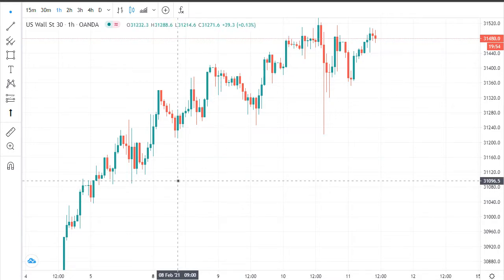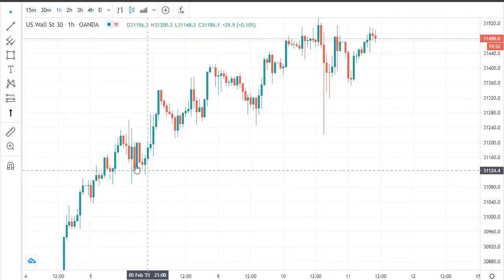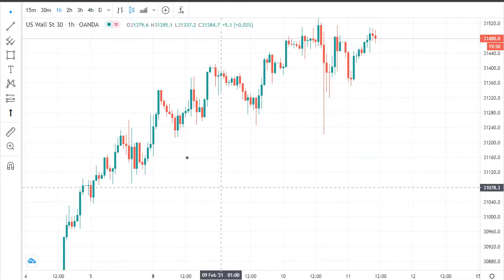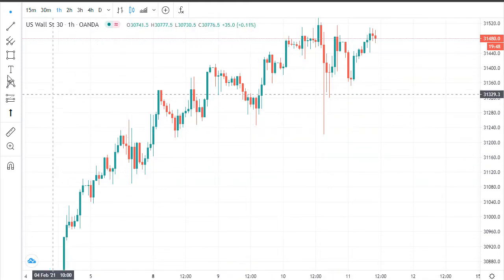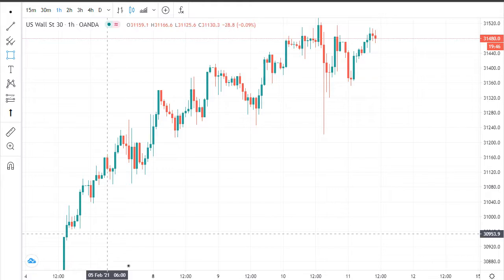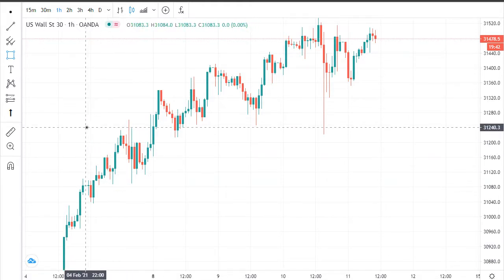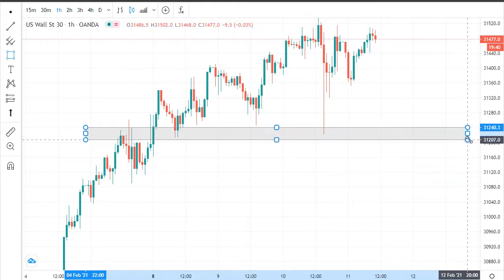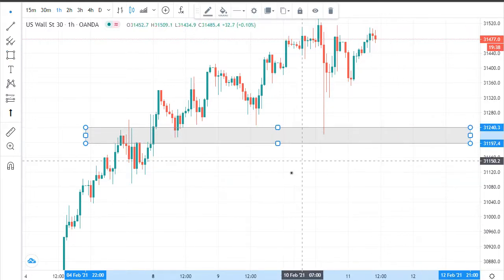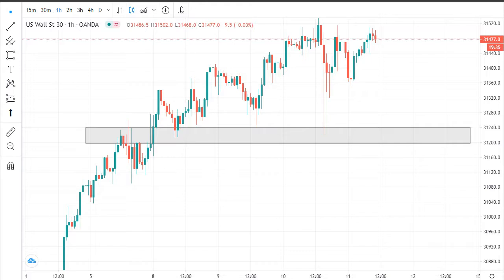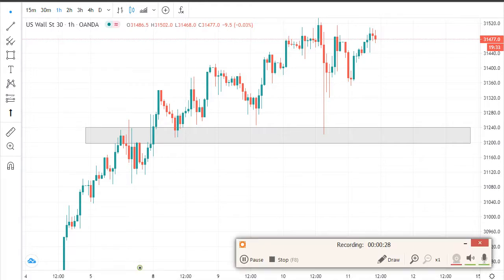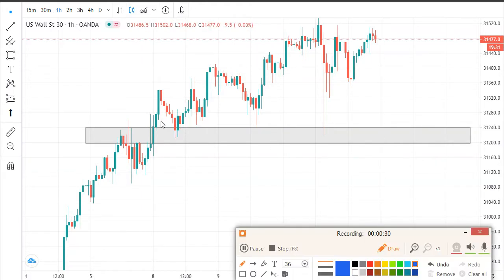Here I'm gonna analyze US30. So at the moment you can see the market is just going up. So we had a very nice resistance here, a simple resistance here. Then our market just broke that resistance. The market just broke this resistance.